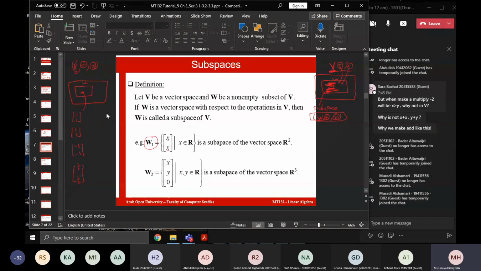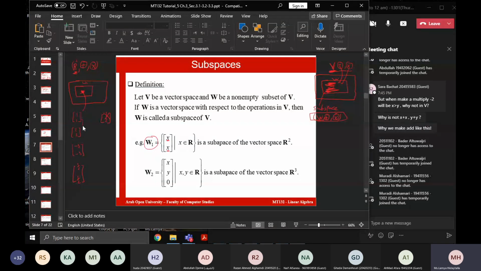Do I have, for example, an element 1 or 2? No. Why? Because here X, here X. These are the elements I'm getting from here. This is a subspace of R2. That means all the 10 conditions will be satisfied. Clear? And if you want to test them, you will find that.